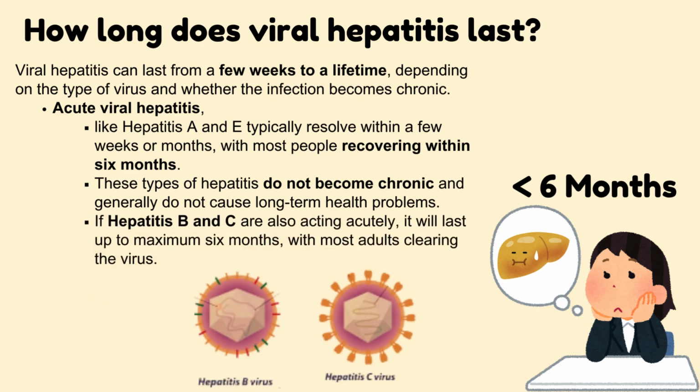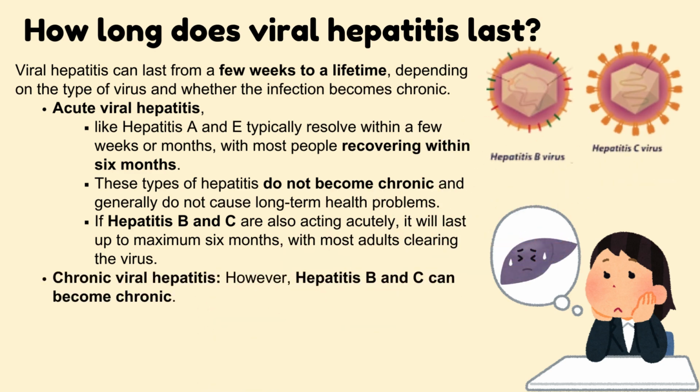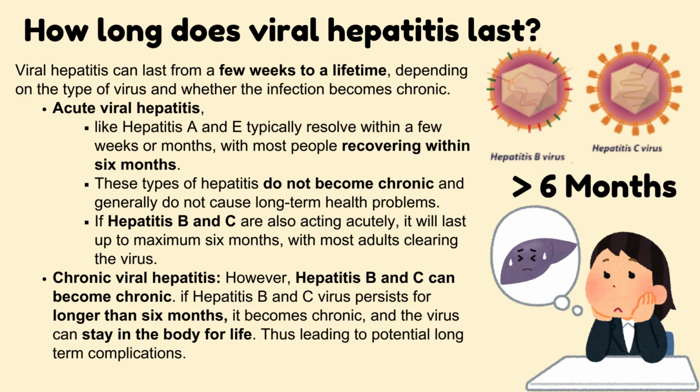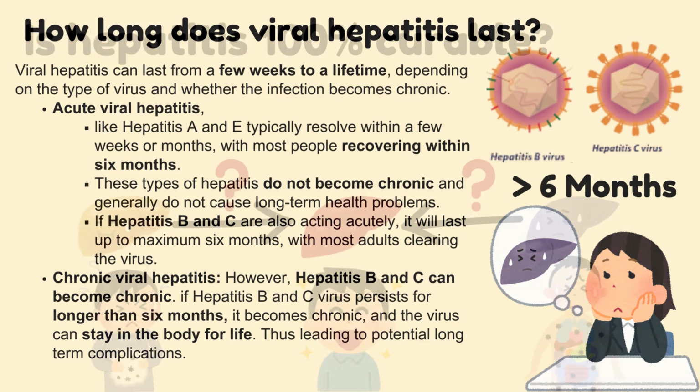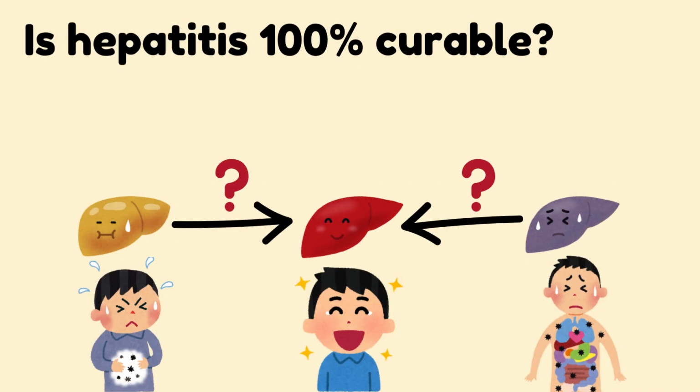If hepatitis B and C are acting acutely, it will last up to a maximum of 6 months, with most adults clearing the virus. However, hepatitis B and C can become chronic if the virus persists for longer than 6 months. It becomes chronic, and the virus can stay in the body for life, thus leading to potential long-term complications.